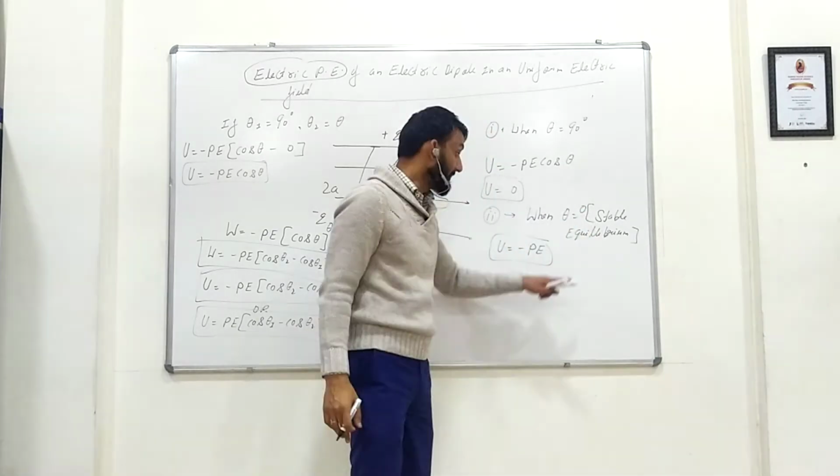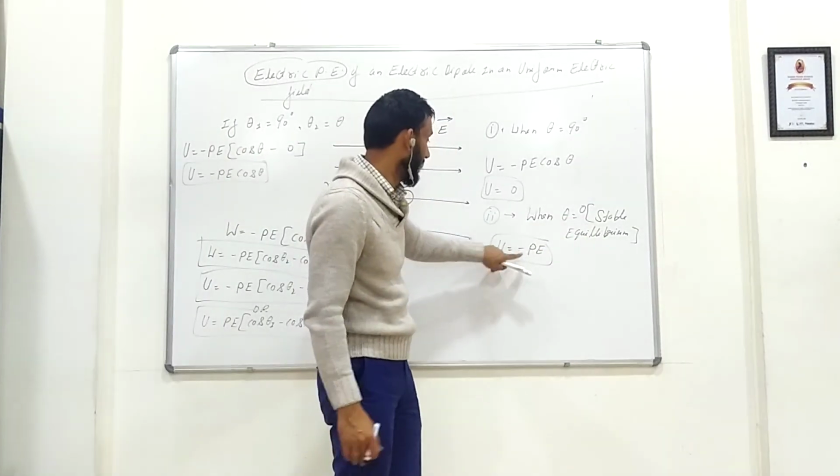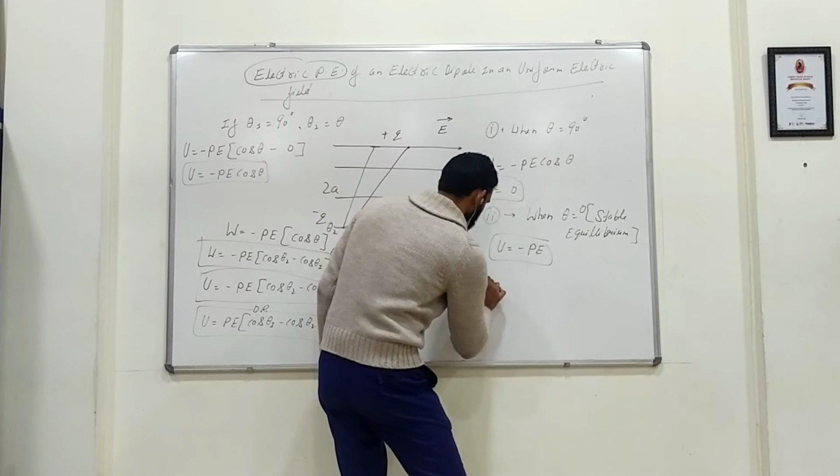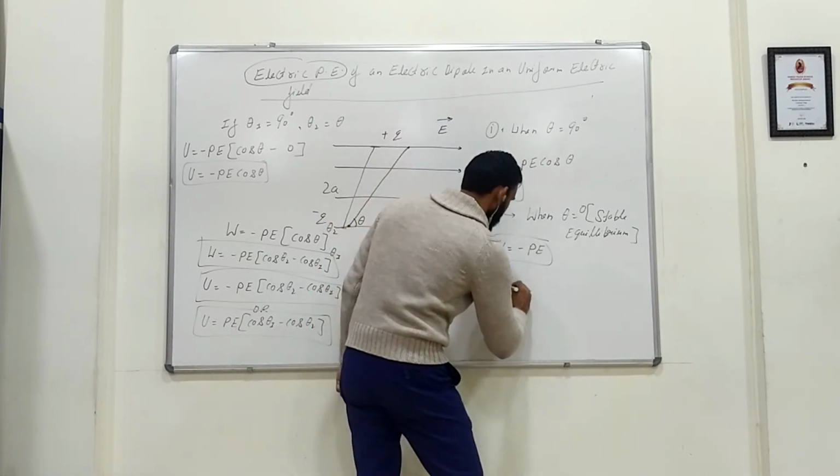So remember, when it is in stable equilibrium, it has the maximum torque acting on it. Or you can say minimum torque, because this negative sign is there.